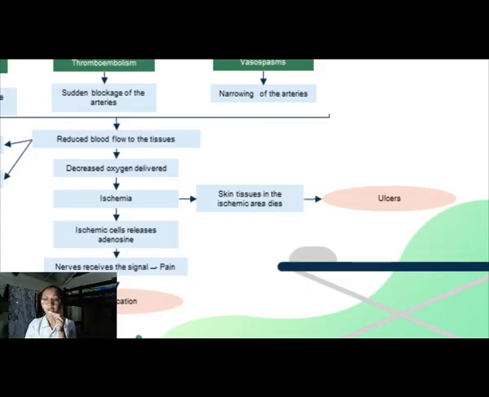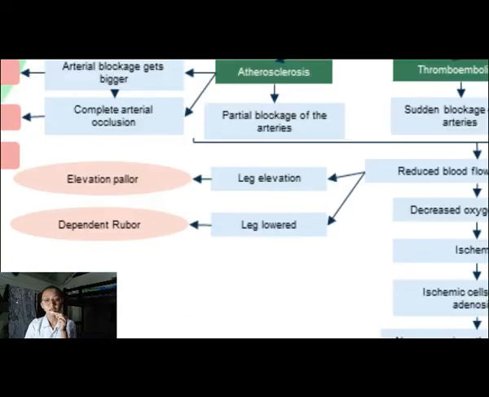As mentioned earlier, due to less oxygen being delivered to the tissues, ischemia occurs, which also affects the skin tissues, causing them to die and resulting in ulceration. Change of colors also happens depending on the elevation of the affected leg. If it is elevated, elevation pallor would occur, which would make the leg appear pale, since gravity is working against the blood flow. On the other hand, if the leg is lowered, the patient experiences dependent rubor, making the leg look red. This is because blood is being pulled by gravity at this time.